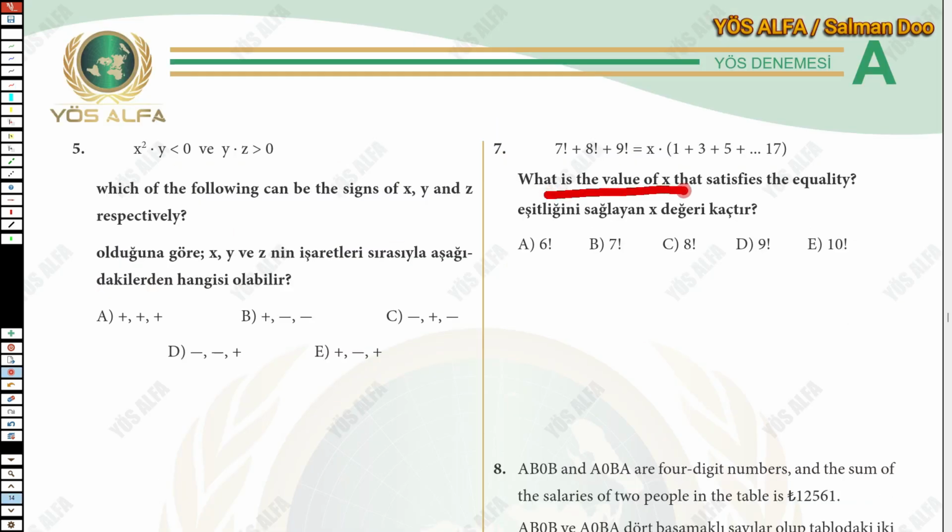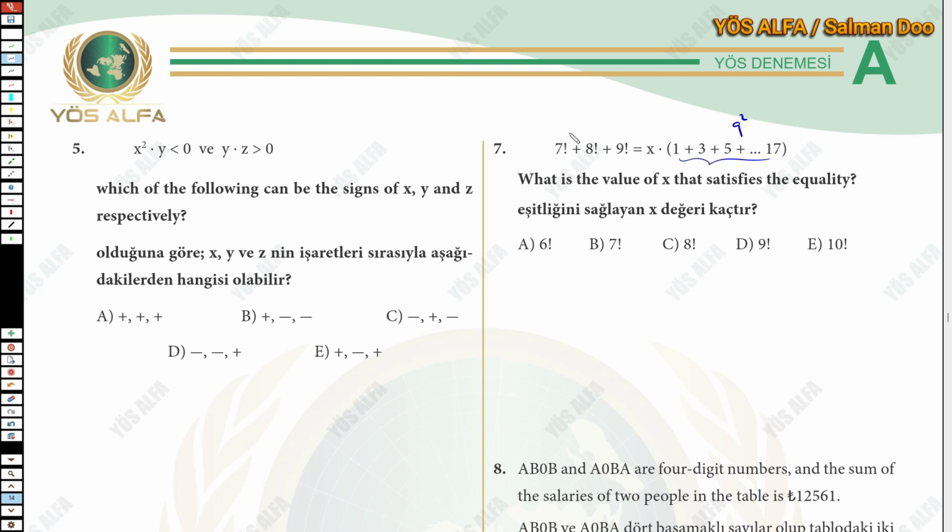7. What is the value of x that satisfies the equality? We have the summation from 1 to 17 and they're all odd numbers. So the formula for odd series is n squared. Since we have 9 terms, the summation is 9 squared.